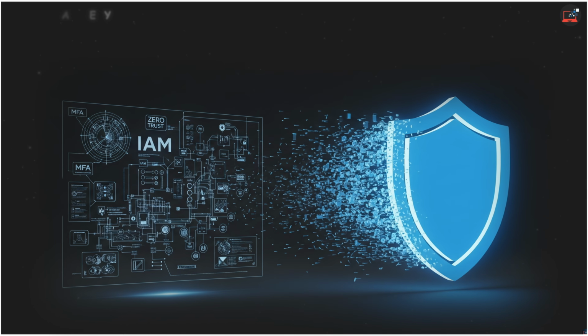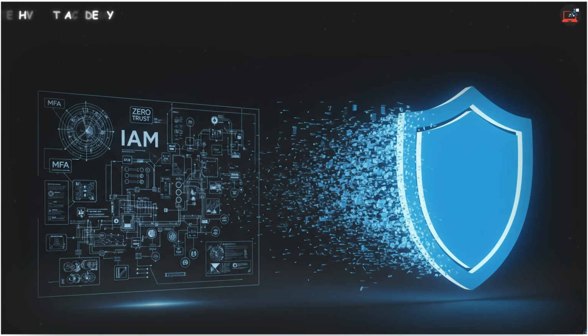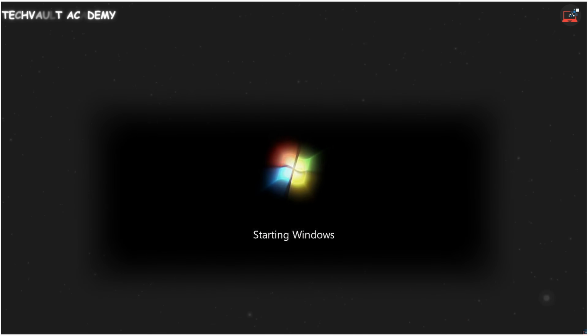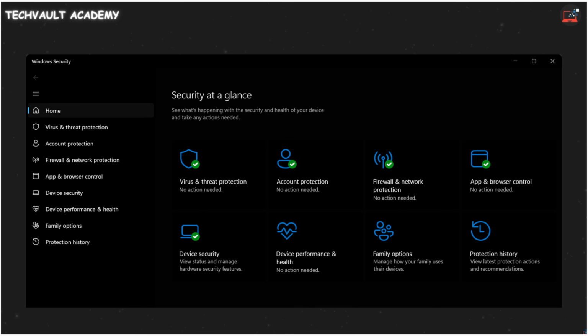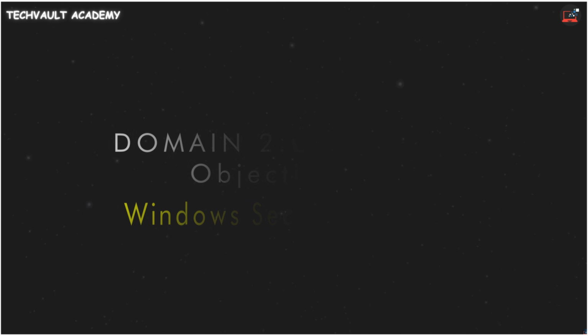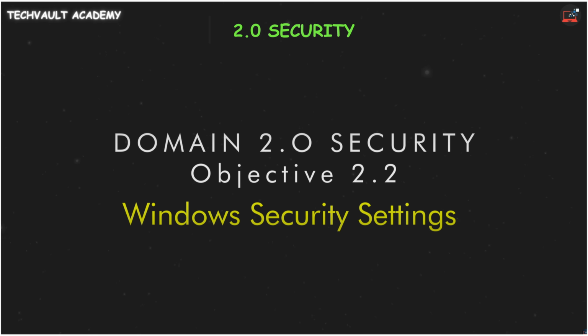After covering the high-level theories of security, it's time to get our hands dirty inside the operating system. We're now configuring the basic security settings in Microsoft Windows. This is your rapid-fire review of Objective 2.2.